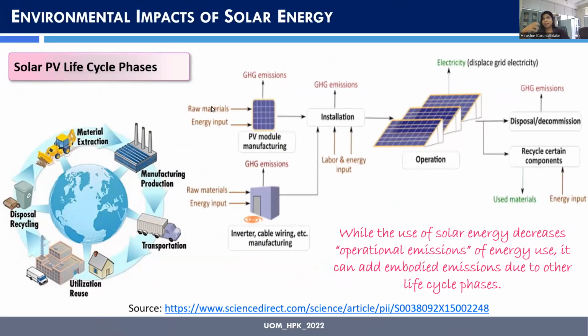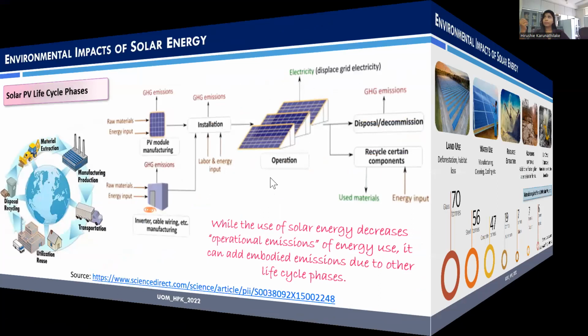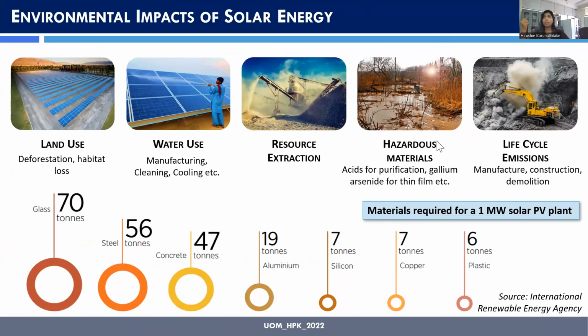Now, taking the solar PV example that I discussed earlier, like I mentioned, there are going to be raw material and energy inputs in every stage, from, let's say, material extraction, the production of PV modules and other components like inverters, cables, and wiring, during the installation, and at the end of the life cycle, you have the waste matter generated. While the use of solar energy decreases the operational emissions, it can add embodied emissions and other environmental impacts. So here you can see the overall environmental impacts of solar energy. And I'm not saying solar energy is bad. I'm simply saying there's more than what we directly see.